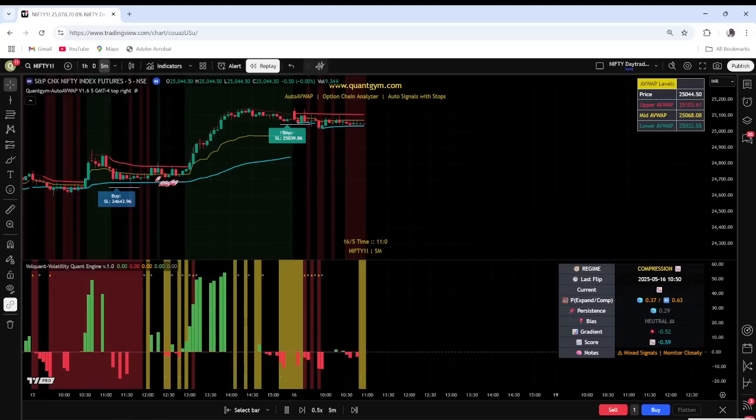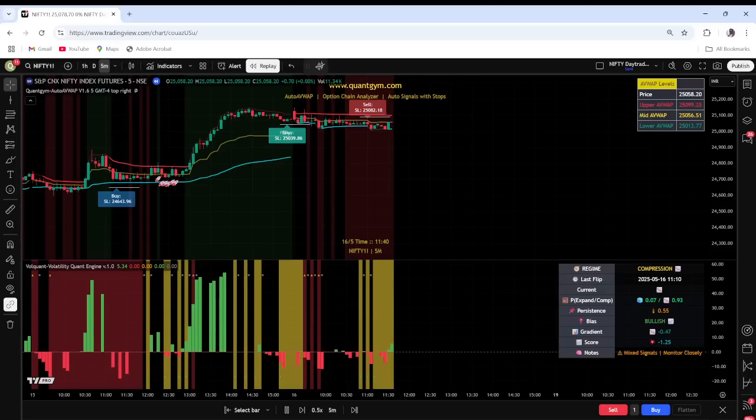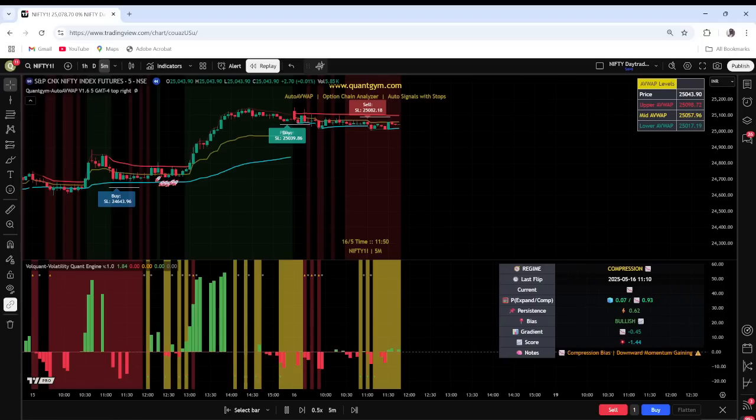Just see the difference between the previous day and today. This sell signal will not work because we are in a congestion zone, or even if it works, it will be maybe a 20-point scalp, 15-point scalp, not more than that. You are not going to get 100 points today simply because this is continuously in a congestion zone. Congestion going on.